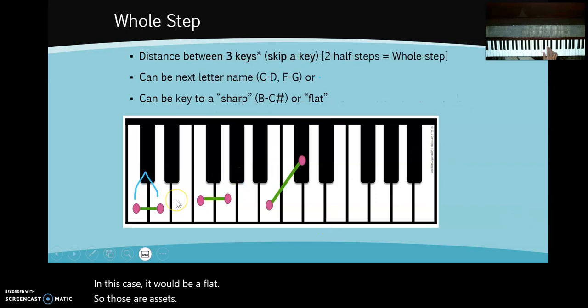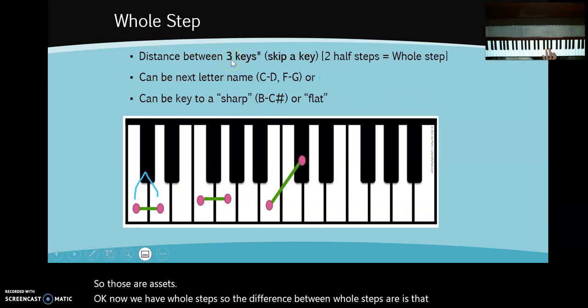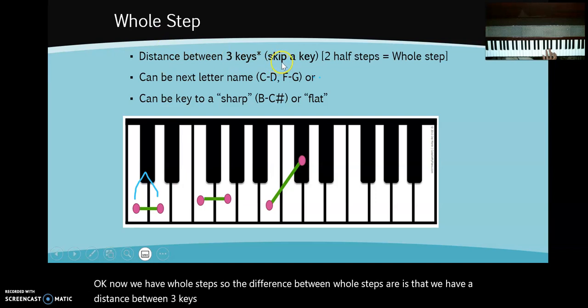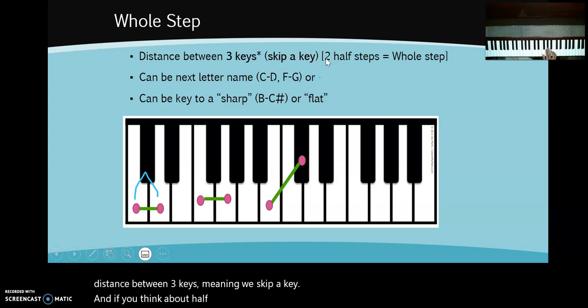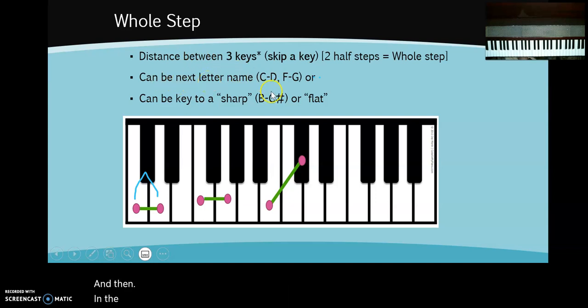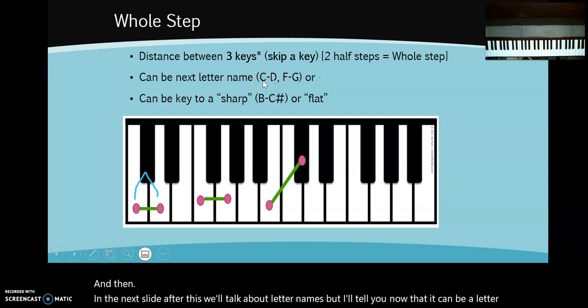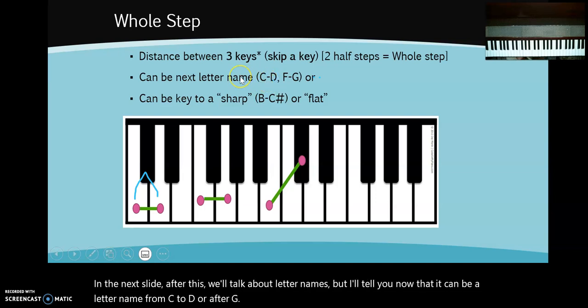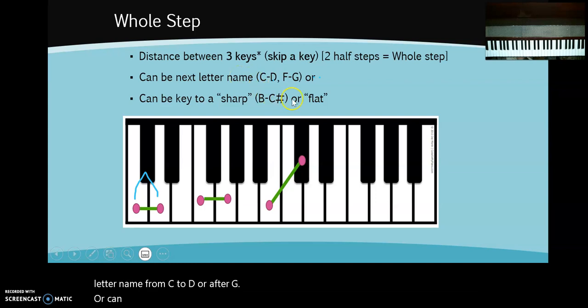Okay, now we have whole steps. So the difference between whole steps is that we have the distance between three keys, meaning we skip a key. And if you think about half steps, two halves make a whole. So two half steps is basically a whole step, meaning we skip a key. And then in the next slide after this, we'll talk about letter names, but I'll tell you now that it can be a letter name from C to D or F to G, or it can be a key to a sharp or to a flat.